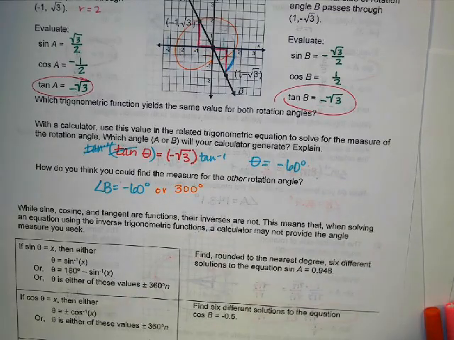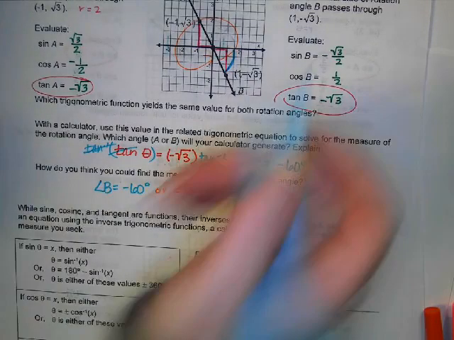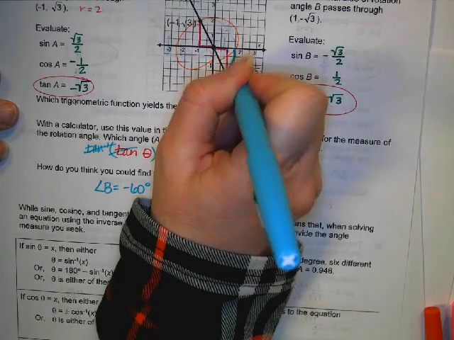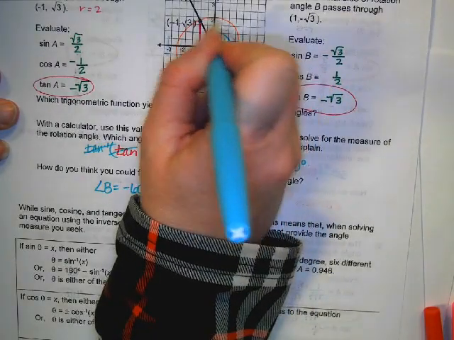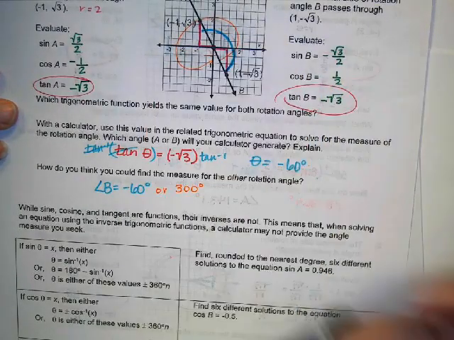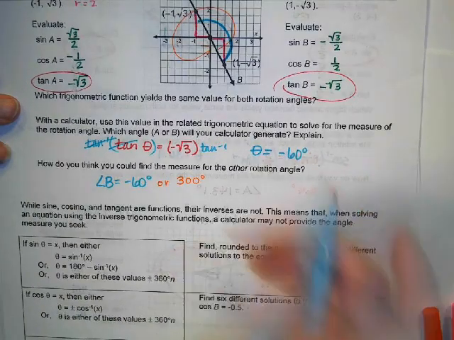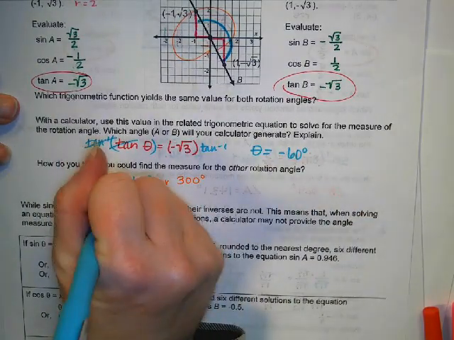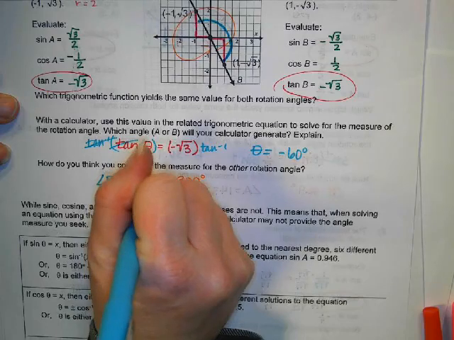All right, what about angle A? So if this was 60, I want this one. Can you just add 180 to it? Yeah, you can add 180 and get angle A. So angle A equals 120.